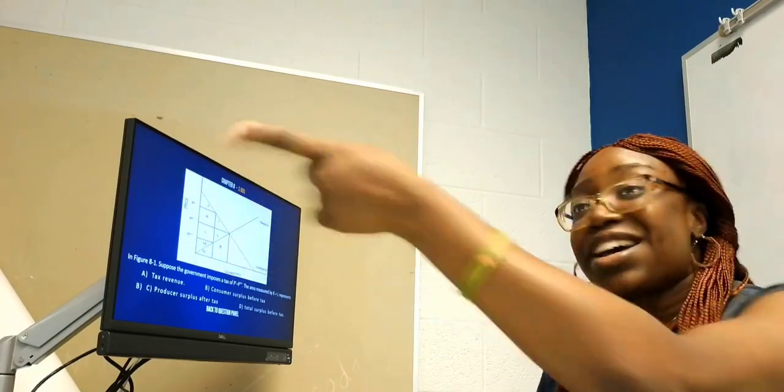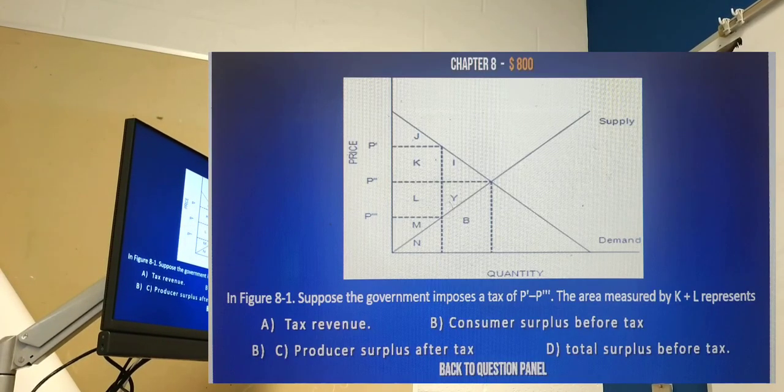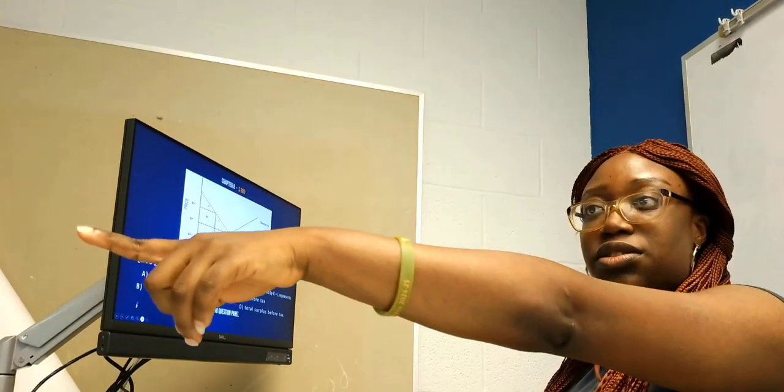A. Tax revenue. It is tax revenue. So remember, what is the quantity that is eventually sold, right? Versus the amount of the tax. That is the amount of the tax. K plus L is the amount of the tax, right? So by the time you multiply that, you get how much revenue the government is making. Okay? So that is tax revenue. Great job.